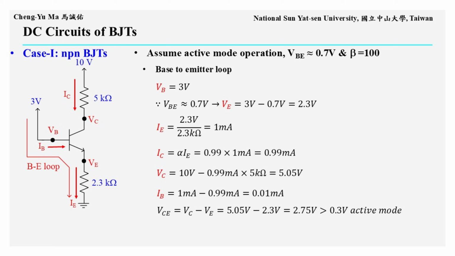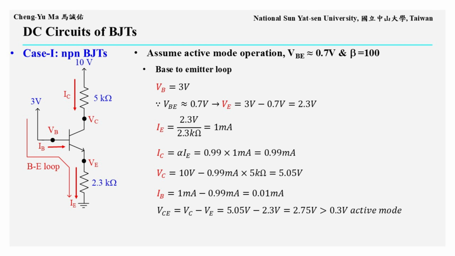First, VB is directly connected to the 3-volt source, so VB equals 3 volts. Since VBE is approximately 0.7 volts, VE equals 3 volts minus 0.7 volts, which is 2.3 volts. Then IE equals VE over RE, or 2.3 volts divided by 2.3 kiloohms, which gives 1 milliampere.